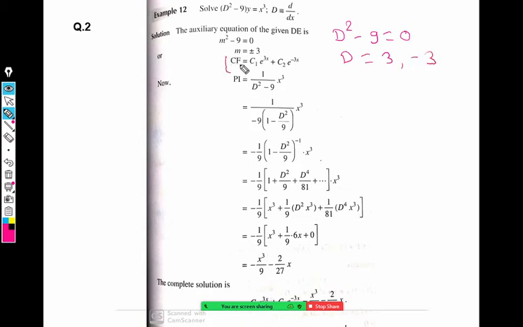So this will be yc, or CF, complementary function. yc will be c1 e raised to 3x plus c2 e raised to minus 3x. That is step 1. In step 2, we have PI, and that is 1 upon phi d of x cube. So phi d is d square minus 9, and now the lowest degree term is minus 9.